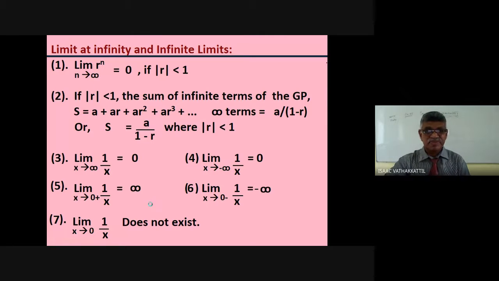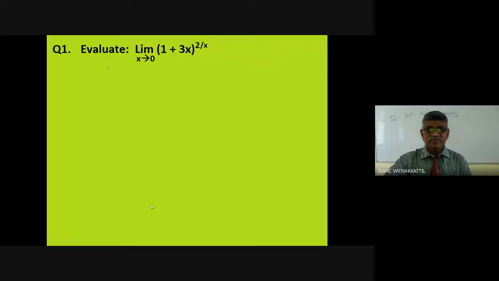Let us evaluate some limits here. Limit x tends to 0, (1 plus 3x) raised to 2 by x.